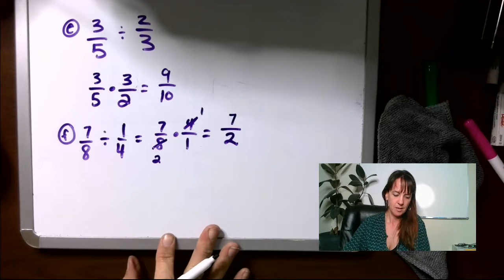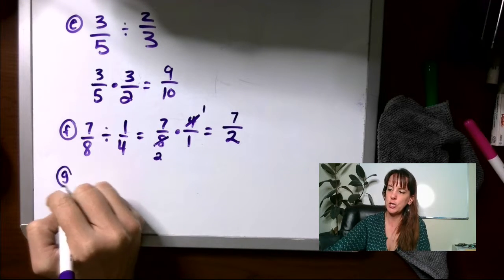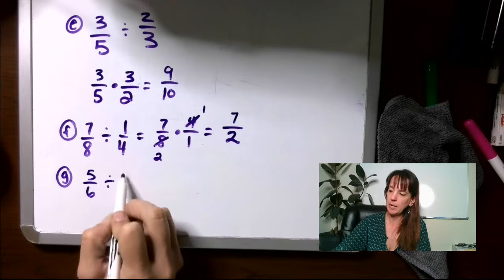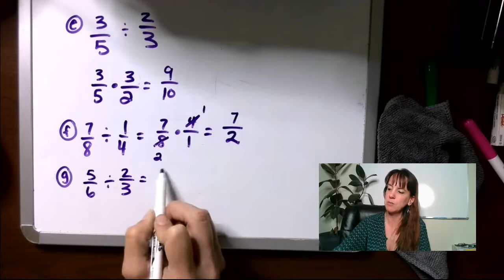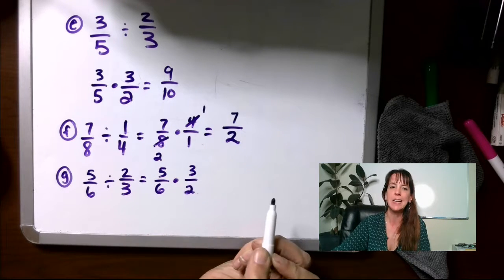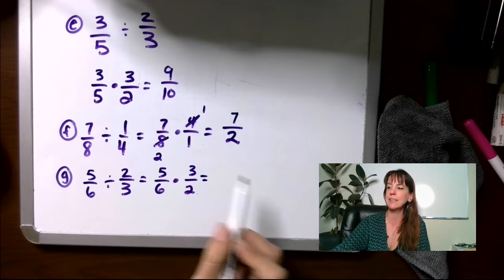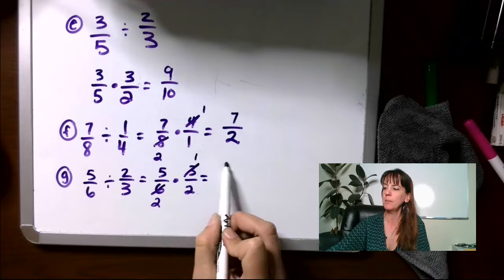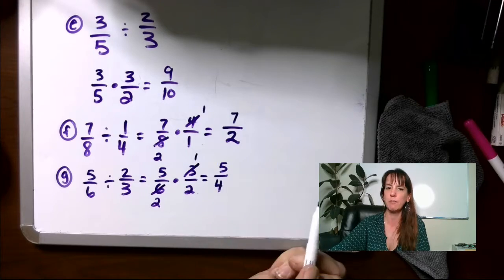Okay? All right, and then we have G, which is 5 over 6 divided by 2 over 3, which equals 5 over 6 times 3 over 2. Again, we get the opportunity to cross cancel. Divide by 3, I get 1. Divide by 3, I get 2. That means upstairs I get 5, downstairs I get 4.